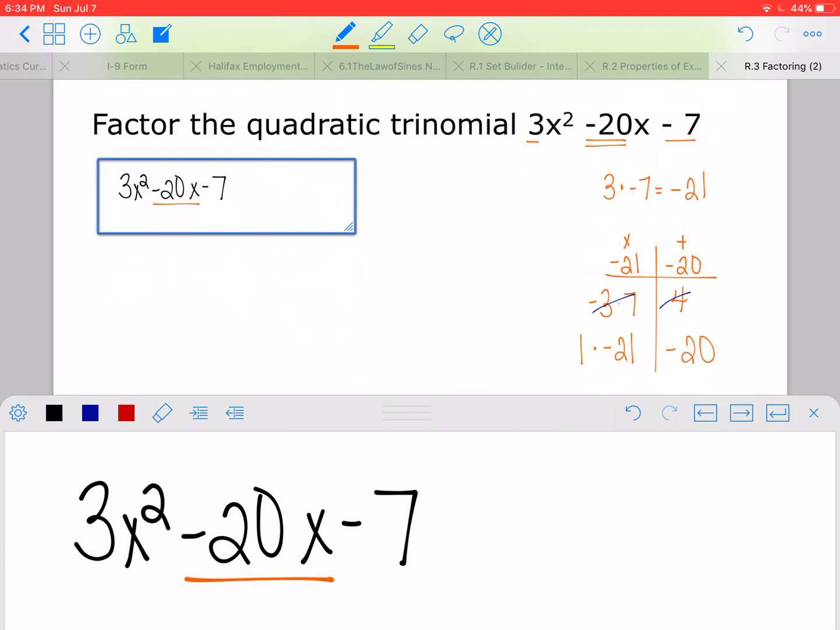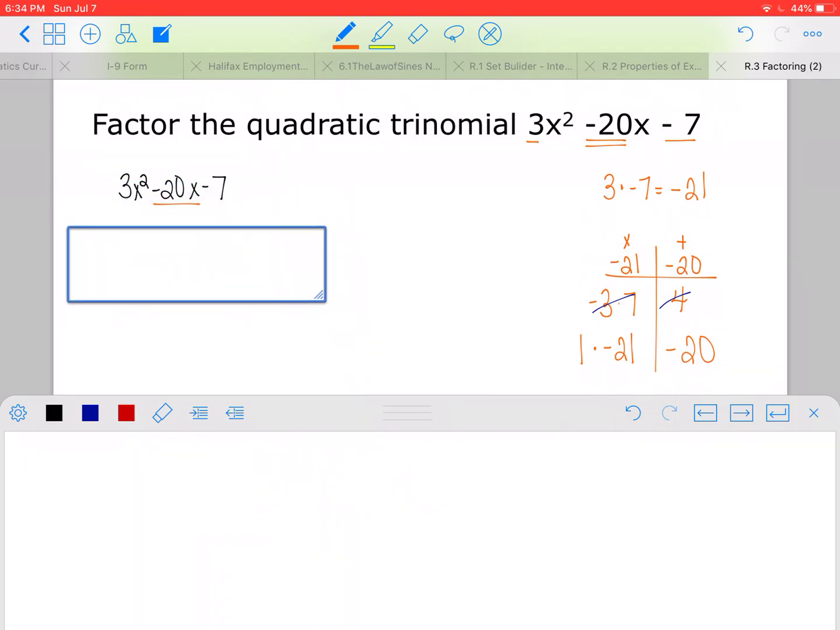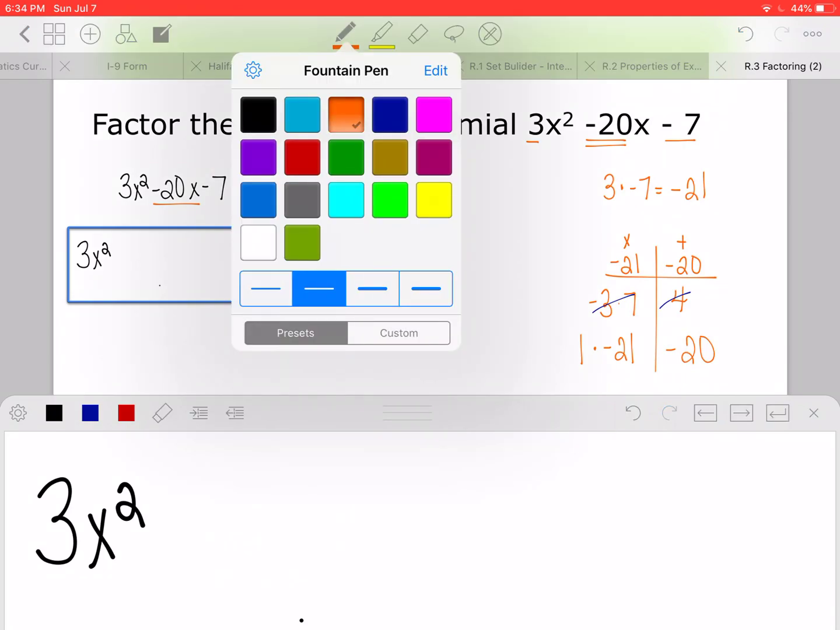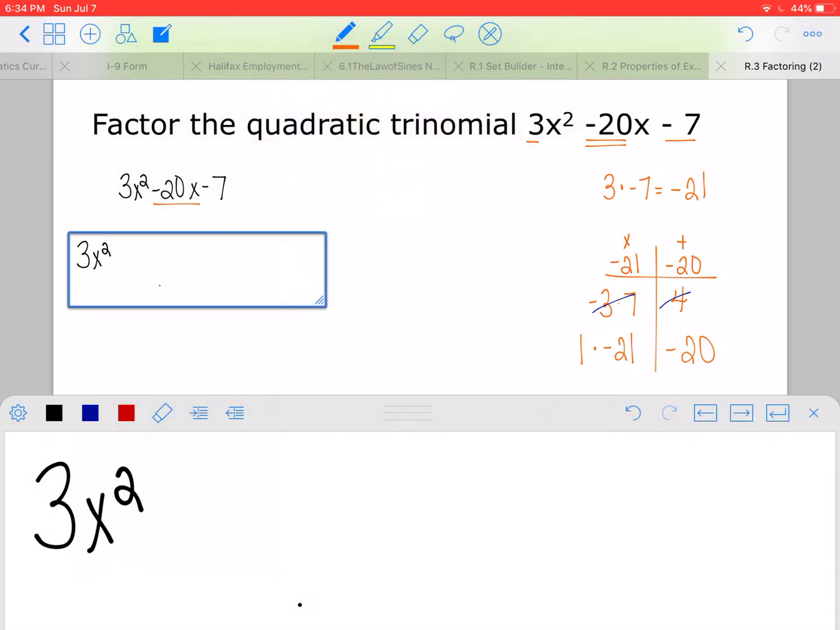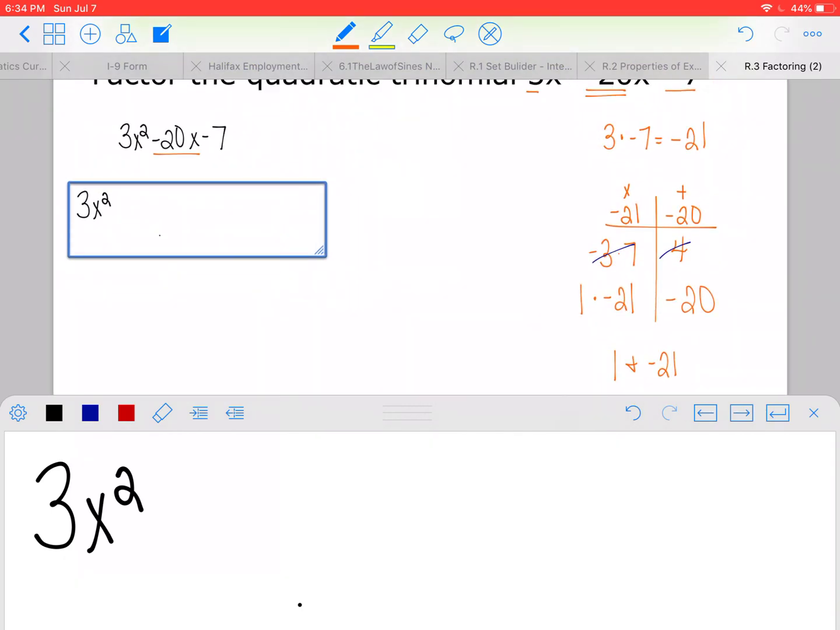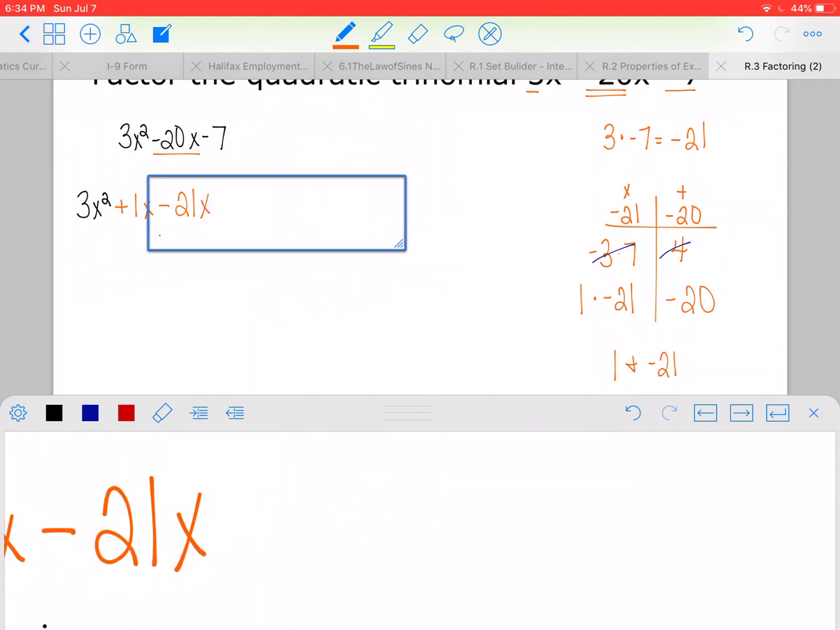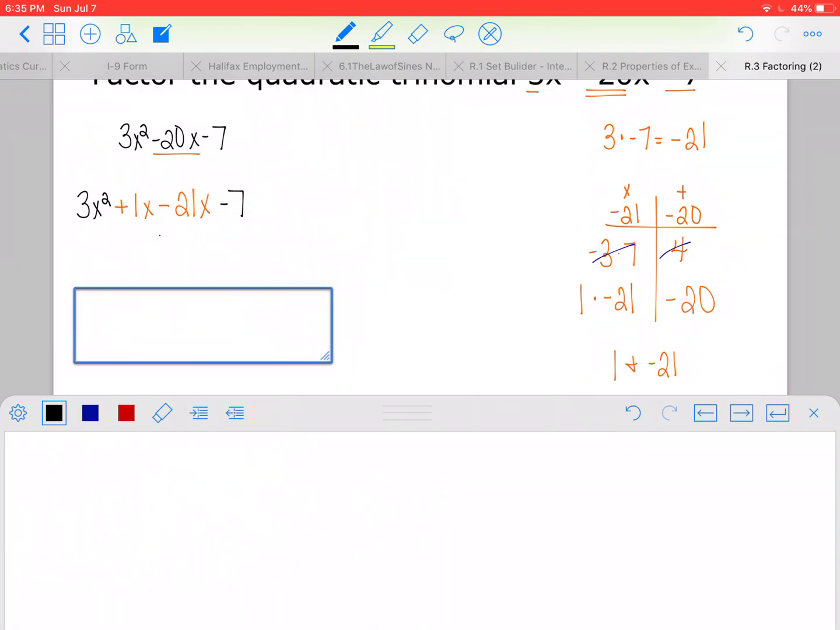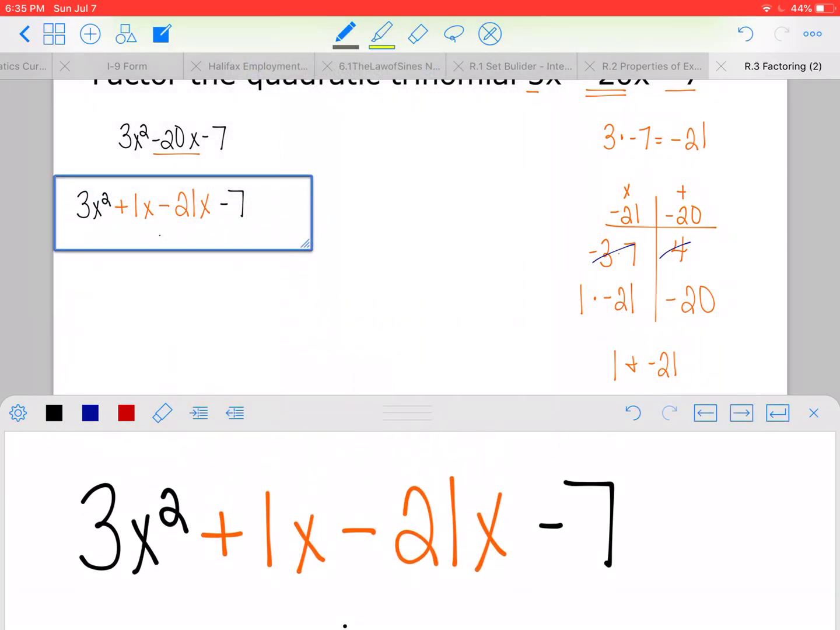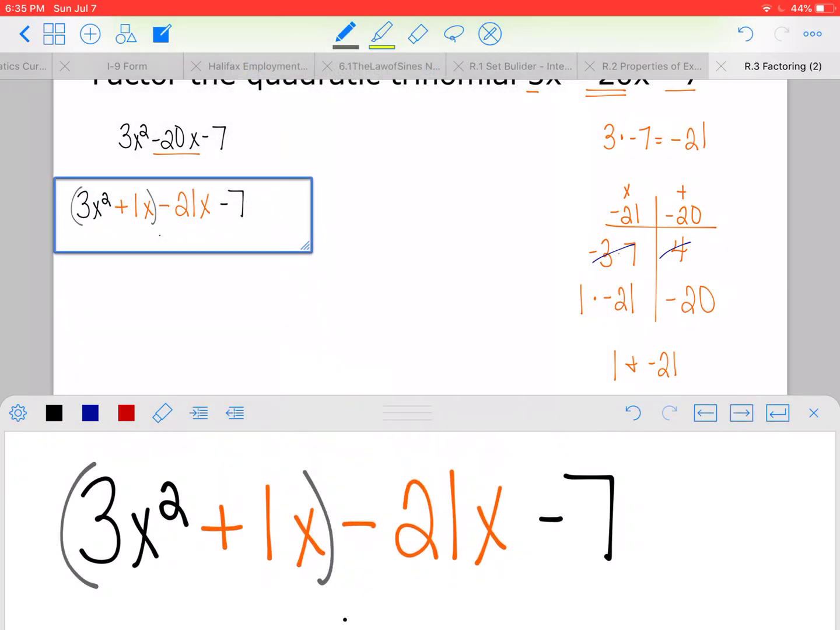So bring down 3x squared. And in the place of negative 20x, we're going to put positive 1x minus 21x. Notice our 1 and negative 21. And then we bring down our negative 7. This gives us the opportunity to group.